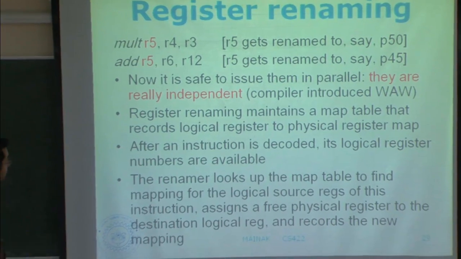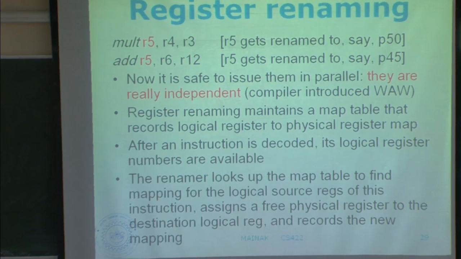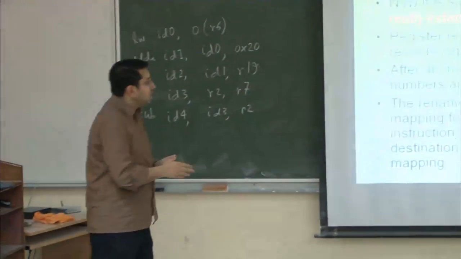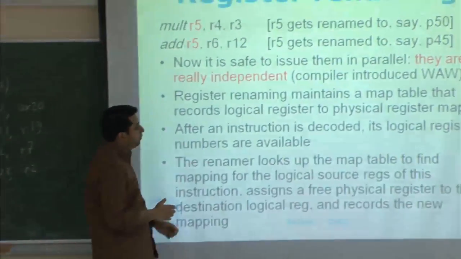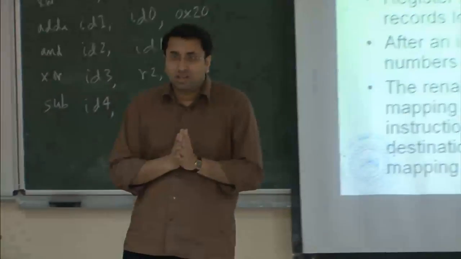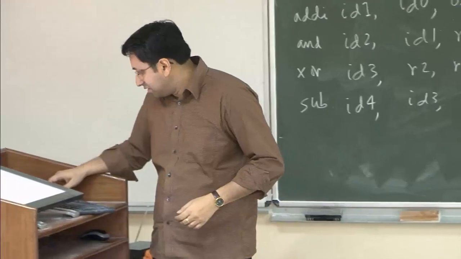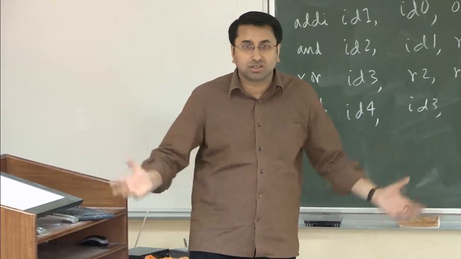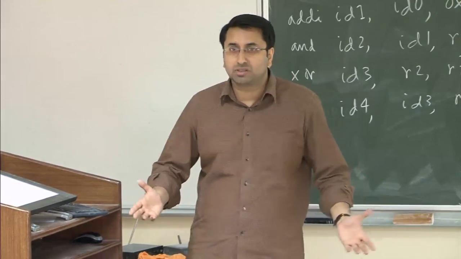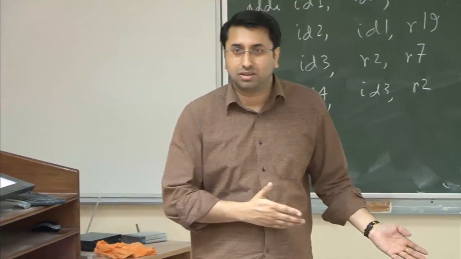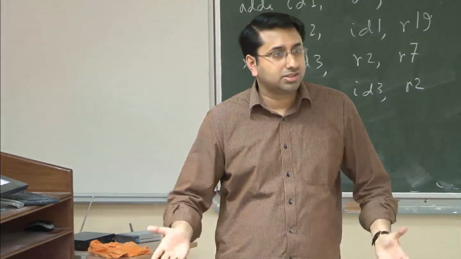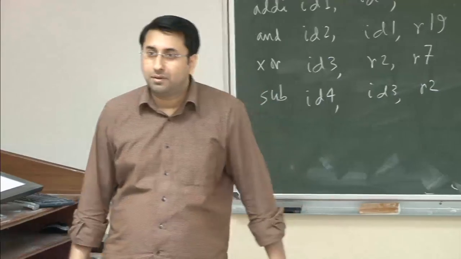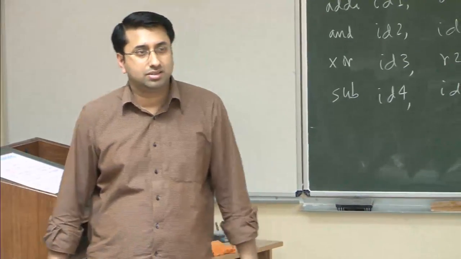It is just that the compiler, due to shortage of architecture registers, had to introduce the write after write hazard. So actually you could ask a question: since the compiler was forced to do this, why not expose all the registers to the compiler? Why do you have this complicated hardware inside which will do the remaining? Give the compiler all the registers, let it do a better job of register allocation, right? What do you think? Why is it done in this way?